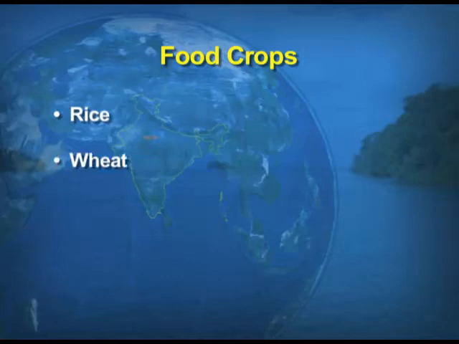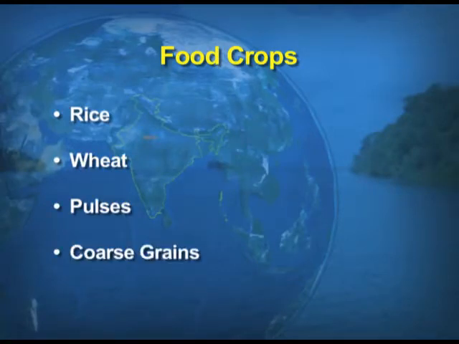So, the first category of the crops which we will take up today is the food crops. Now, what are food crops? You must be knowing, children, the crops which we basically use as the main food in our daily diet. And the few examples are there: rice, wheat, pulses and coarse grains.